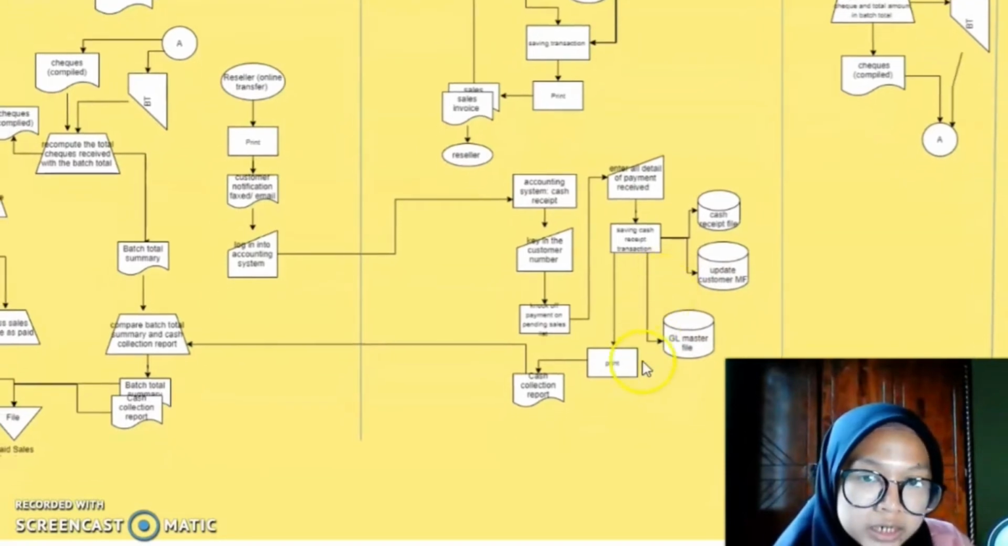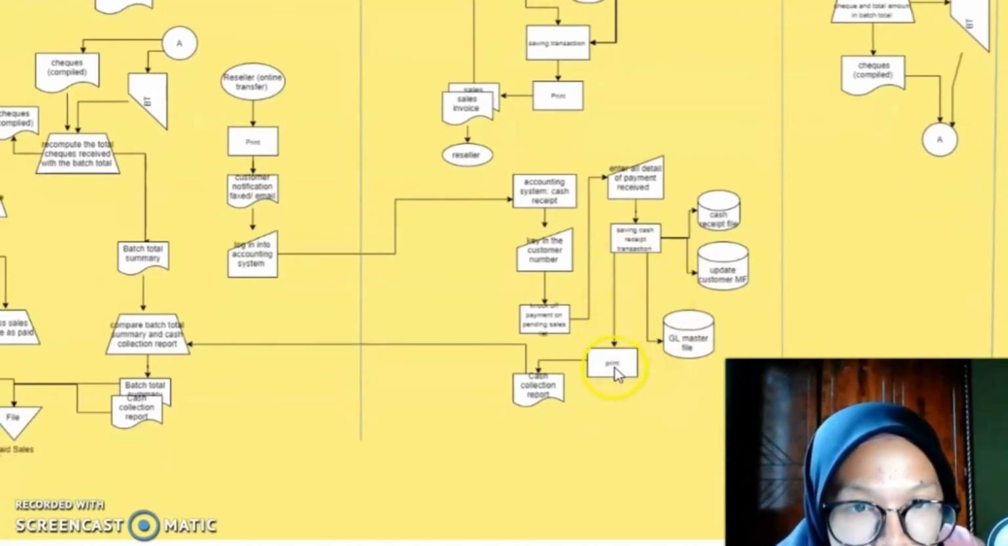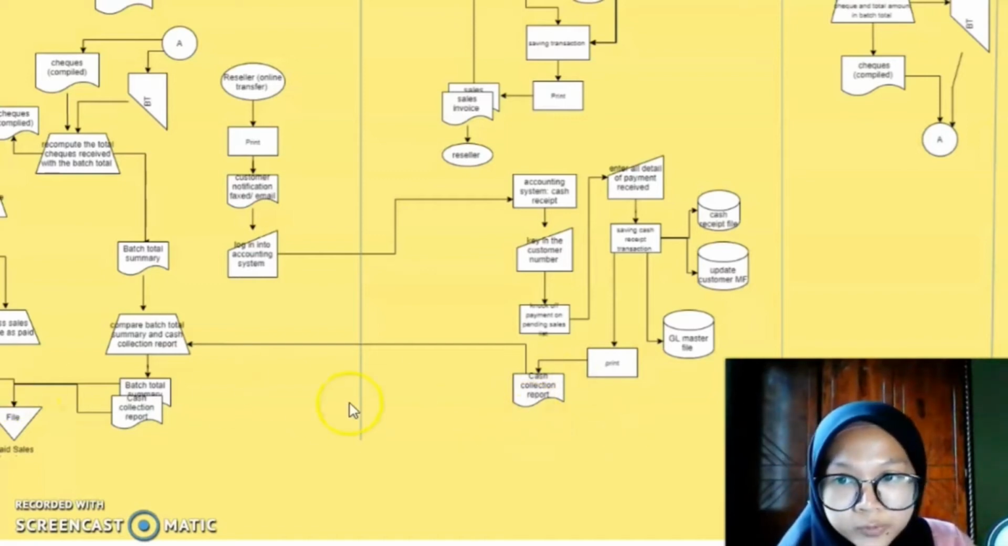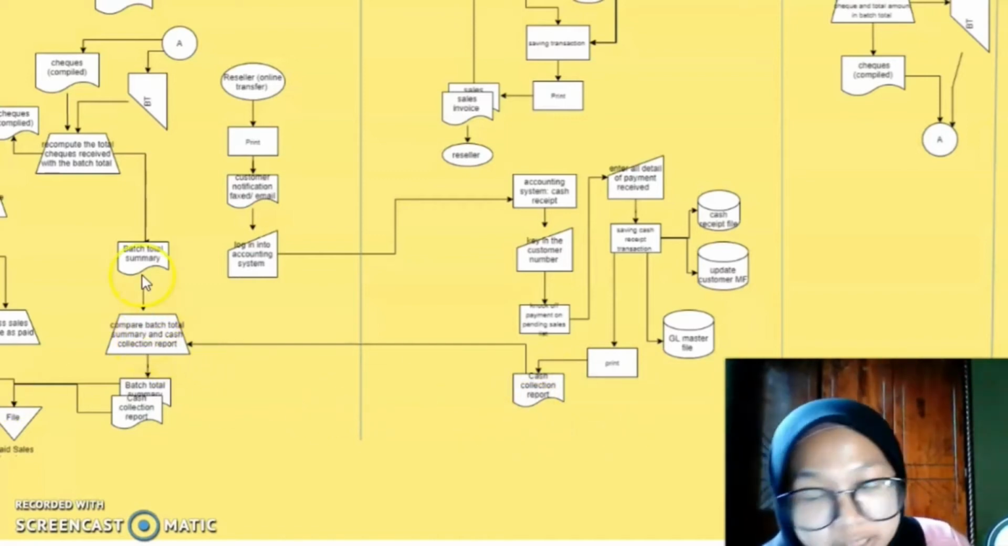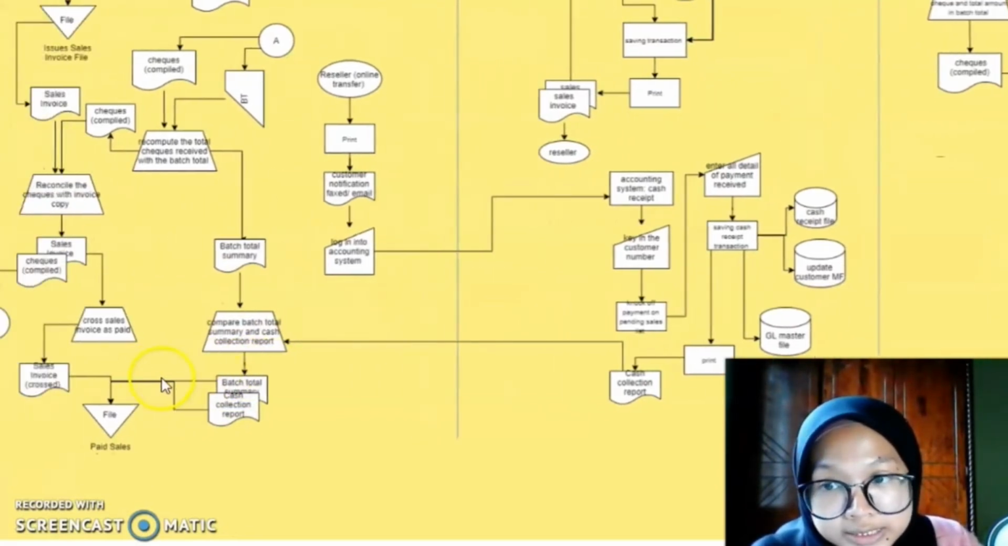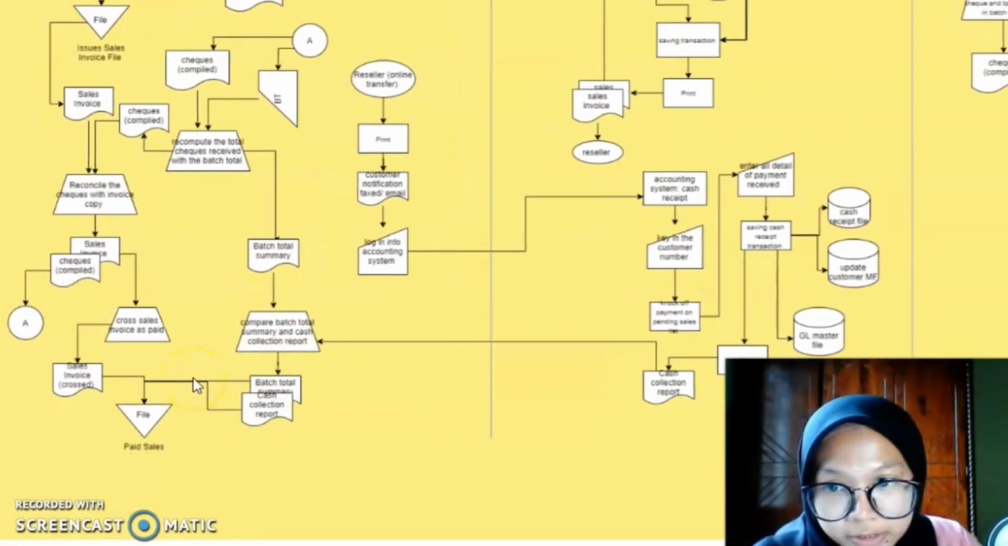After that, the system will print a cash collecting report. The cash collecting report then will be compared with the batch total summary, and both documents will be filed together with the sales invoice that has been crossed before.